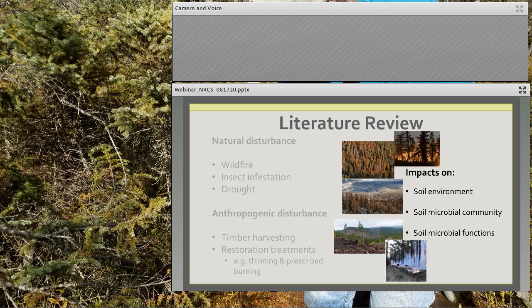We focus on the impacts of disturbance on three specific categories related to the soil microbial community. The first being the soil environment, which encompasses physical and chemical soil property changes. Then we looked at the soil microbial community itself by looking at abundance and biomass data, community composition data, as well as alpha and beta diversity metrics. And lastly, we looked at the response of soil microbial functions, such as those related to decomposition, symbiotic fungi, enzymatic activity, and nitrogen cycling. So let's take a look at some of the impacts of specific disturbances on some of these microbial-related metrics.